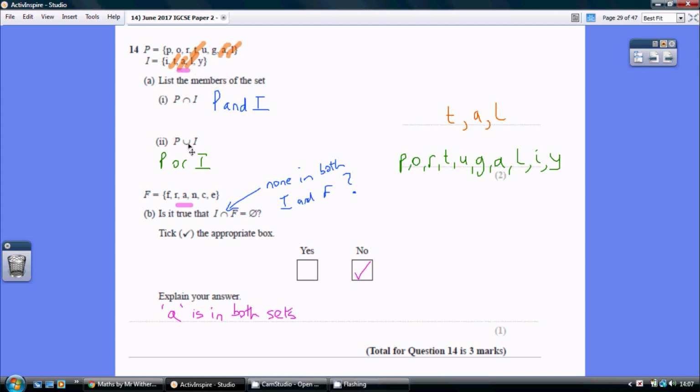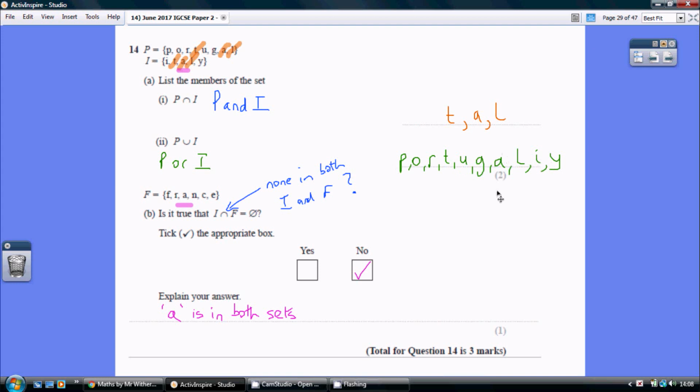Now P union I means that they're in P or I or both. So it's all the members of Portugal and then those members of Italy that we haven't used already. So we're then going to be picking up the extra ones. It's going to be just the I and the Y. So it's Portugal and then the I and then the Y. So this is a complete list of letters that are in either the word Portugal or in the word Italy or in both.